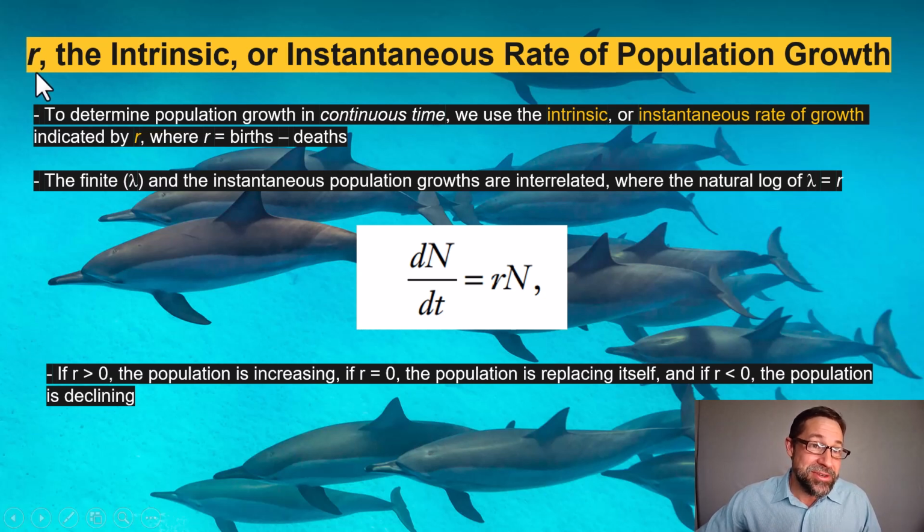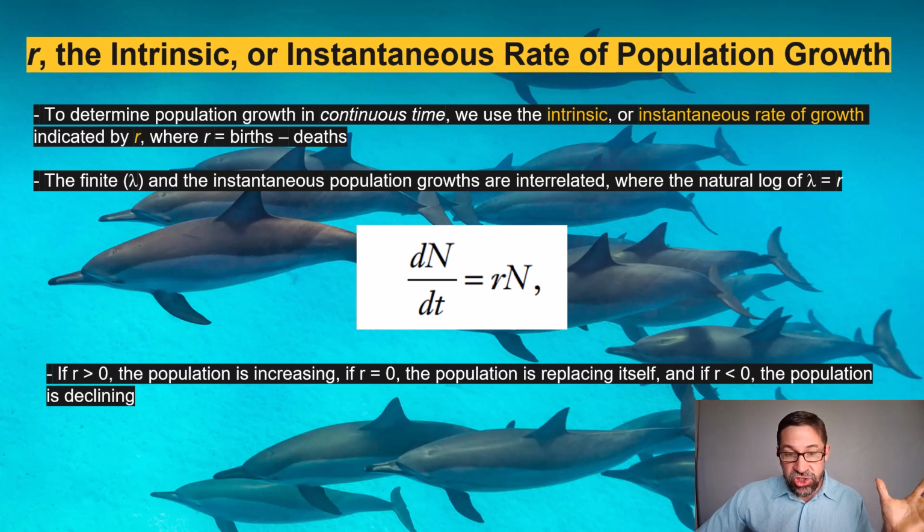But as a reminder, R is a little bit different than lambda. R is the intrinsic or instantaneous rate of population growth calculated via calculus. R is equivalent to the instantaneous birth rate minus the instantaneous death rate, the mortality rate. Or you can also calculate R by taking the natural log of lambda.